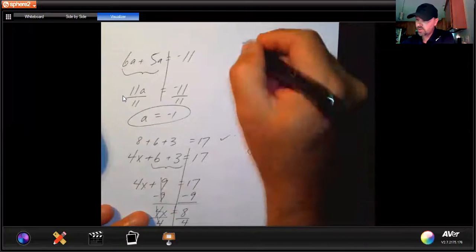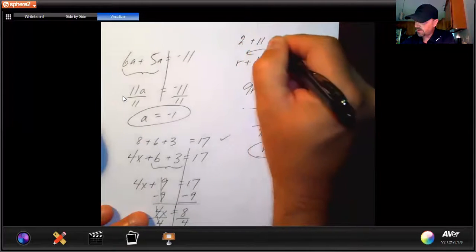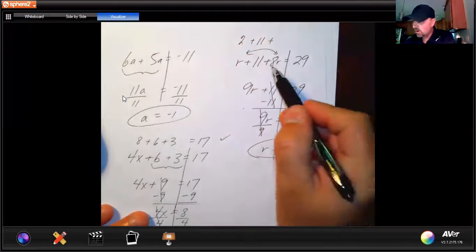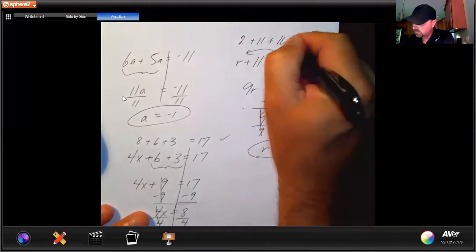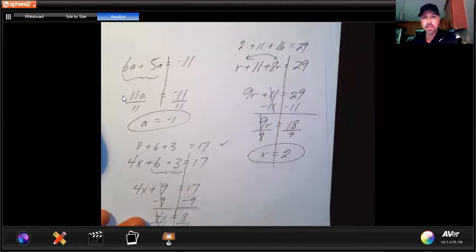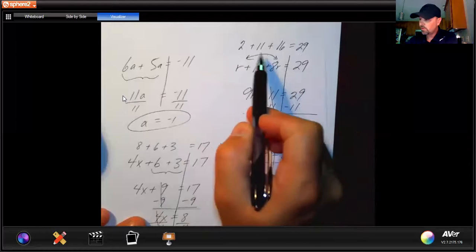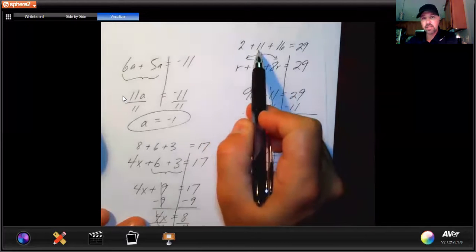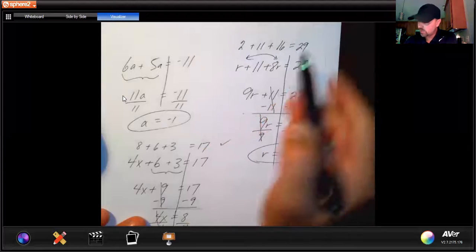Plug it in. Well, here's R, so that's 2, plus 11 plus 8R. 8 2s. 8 times 2, that's 16. Equals 29. Okay, so first step is plug it in, and now see if this is actually true. 2 plus 11 is 13, and 13 plus 16 is 29.